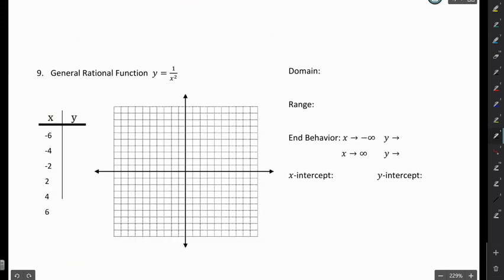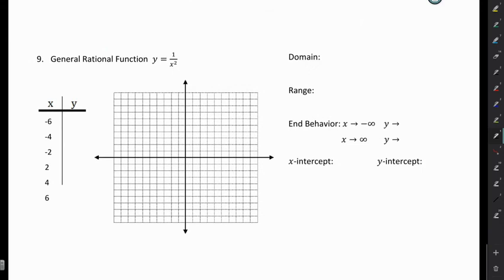One more and we are done. You may want to pause right here and then come back and check when you're ready.